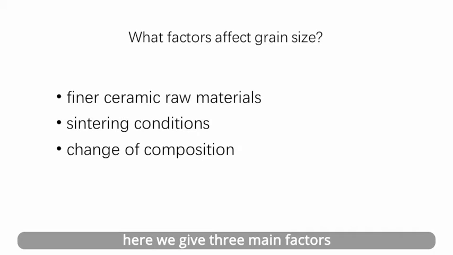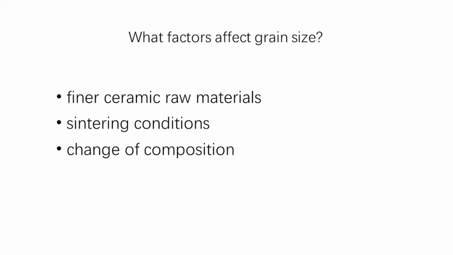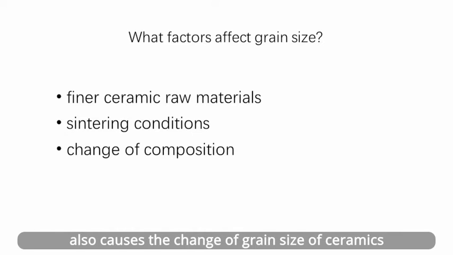Here, we give three main factors. Normally, starting with finer ceramic raw materials produces a finer grain size. The other factor is sintering conditions. It has been mentioned before that changes in the sintering conditions can change ceramic grain size. If the sintering temperature is too high or the holding time is too long, it will cause the growth of the ceramic grain size. On the other hand, a change of composition in the raw material of the ceramics also causes a change of grain size.